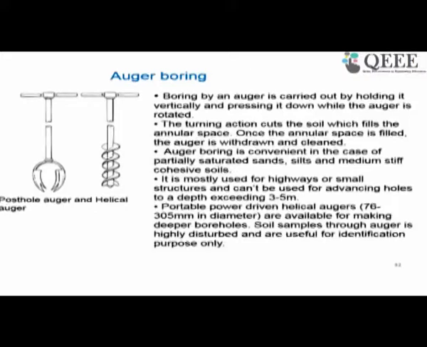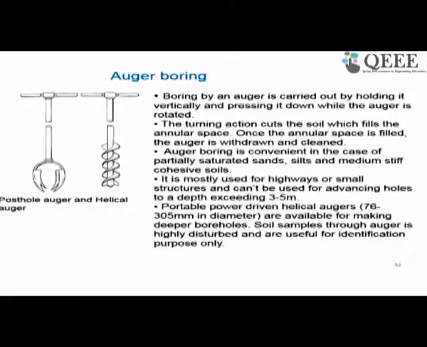Now the auger boring, as the picture says, uses a post hole or helical auger which has to be put into the soil, and then the sample will be taken; the soil is extracted by rotating the auger. The soil gets stuck in the annular spaces in the auger. The turning action cuts the soil and fills the annular space. Once the annular space is filled, the auger can be withdrawn.